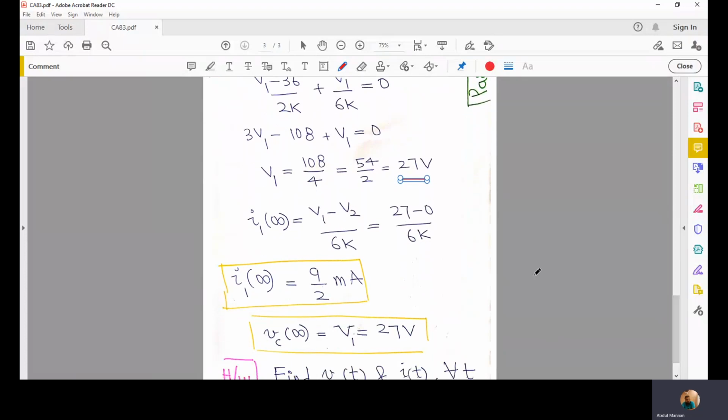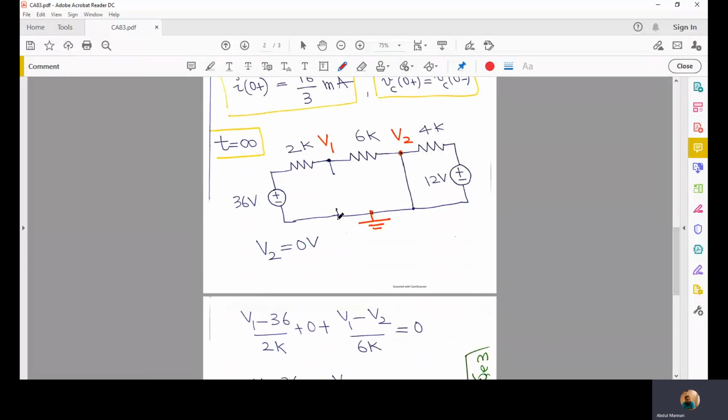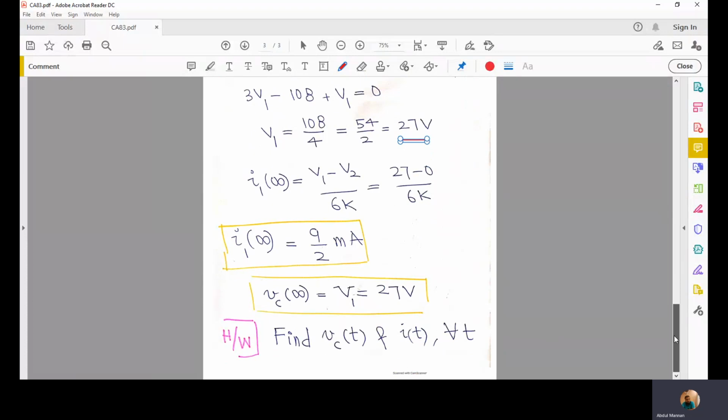And this V1 is actually Vc at infinity. Why? Because this is the voltage across the capacitor as time approaches infinity. So Vc at infinity is 27 volts, whereas I at infinity is 4.5 milliamperes, or 9 by 2 milliamperes. Right. That's all for this lecture.